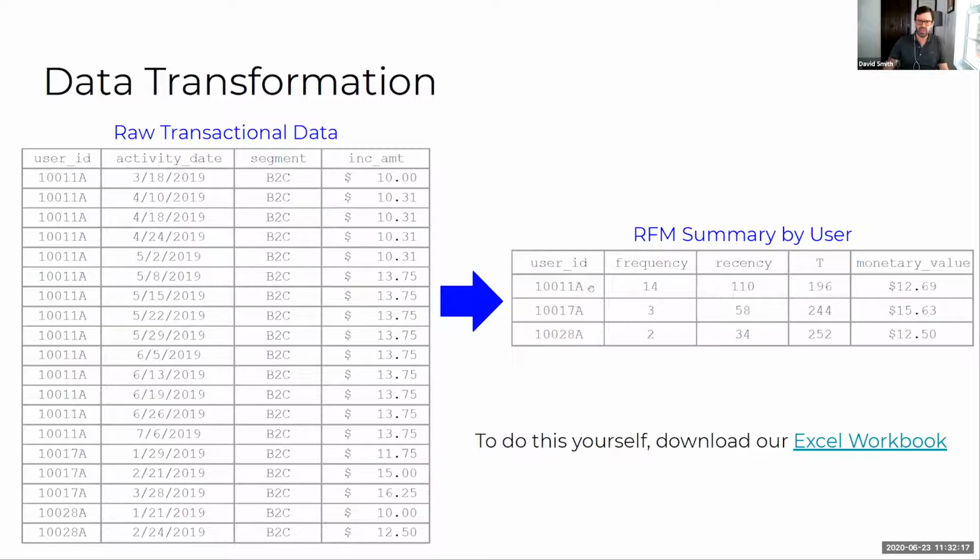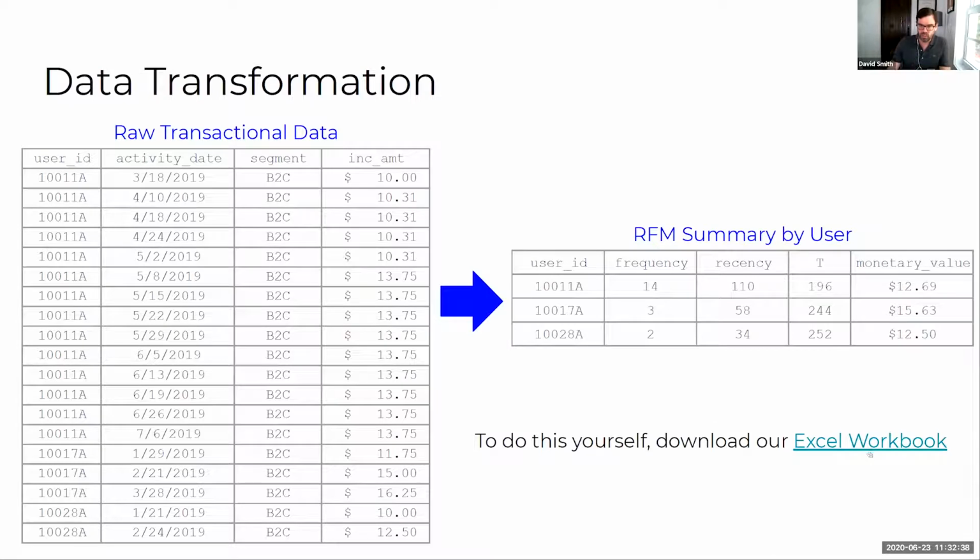So user ID, this first one has bought 14 times. Recency, this is the length of their total lifetime, and this is the average monetary value. And so we can go through and develop this for every customer that we have. And that's an important first step in doing this.